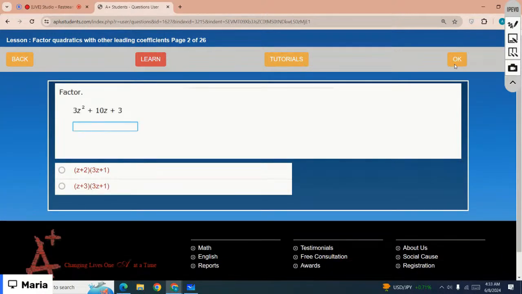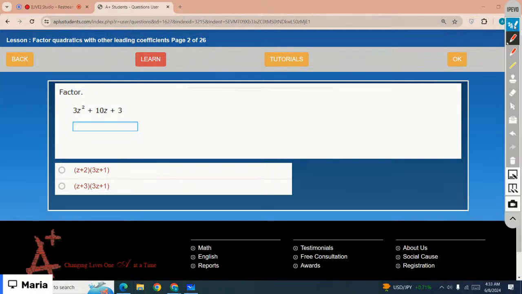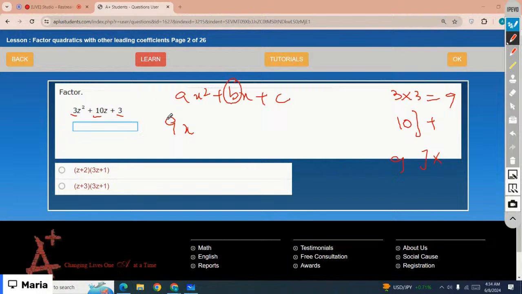Okay, the next one is 3z square plus 10z plus 3. The equation is in the form ax square plus bx plus c. You have to multiply a and c. You have to do 3 times 3, that is 9. Now you have to factor out b. B is 10. When you add them, they make 10, and when you multiply them, they make 9. Right? So 9 times 1 is 9 and 9 plus 1 is 10.